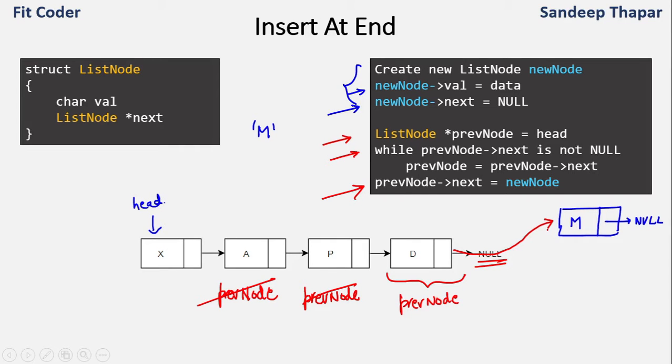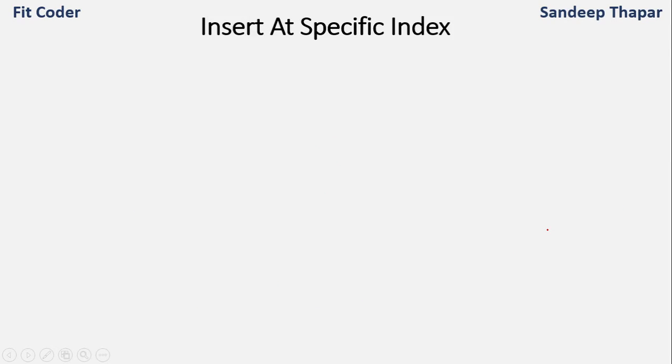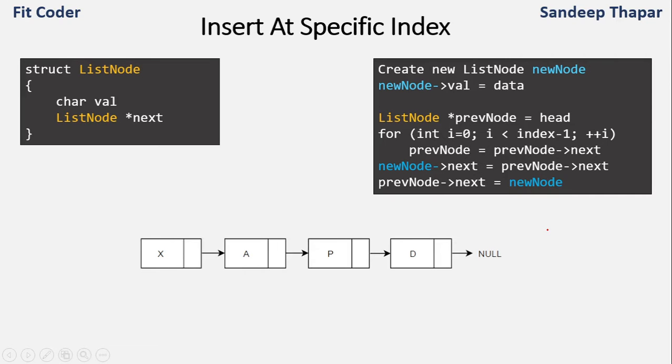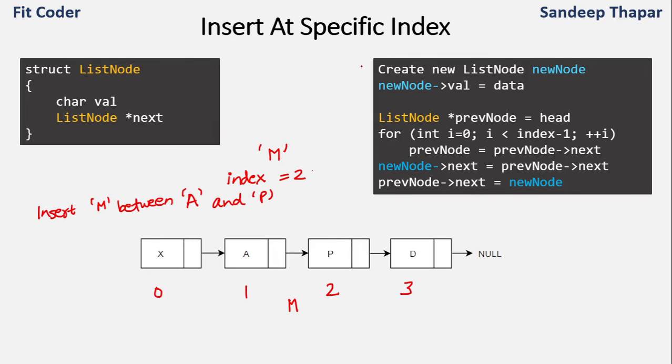Now let's say a third scenario in which we have to insert at some place in between the linked list. So now we have to insert at a specific index. So let's say you want to insert M at index 2. So let's say this is index 0, this is 1, this is 2, this is 3. So we want to insert M here between A and P. So this step is similar. We create a new list node, we assign the value of the new node to data. So we create a new node.